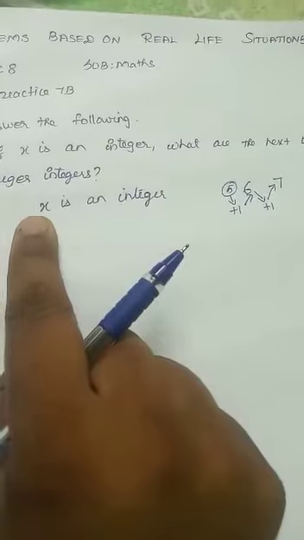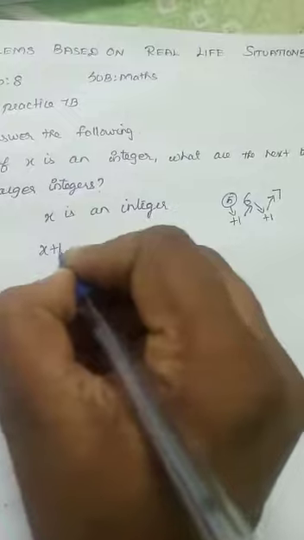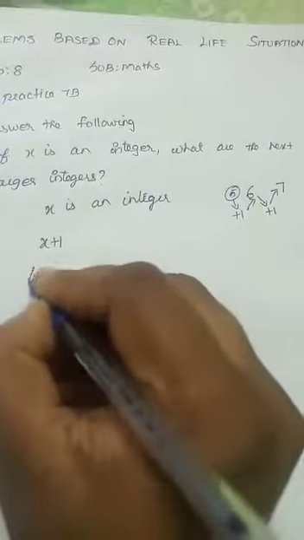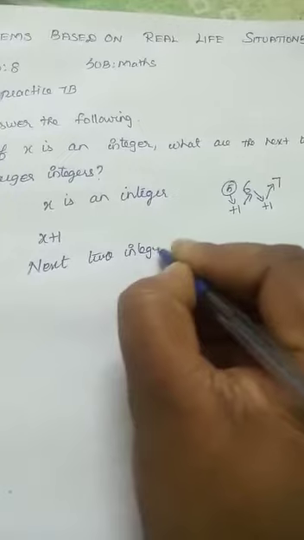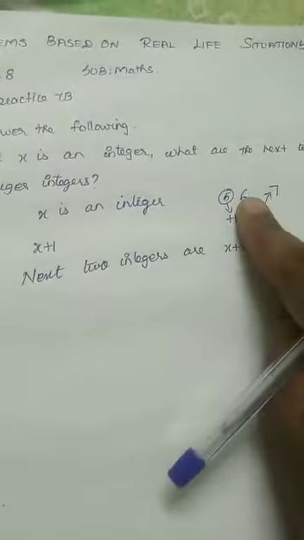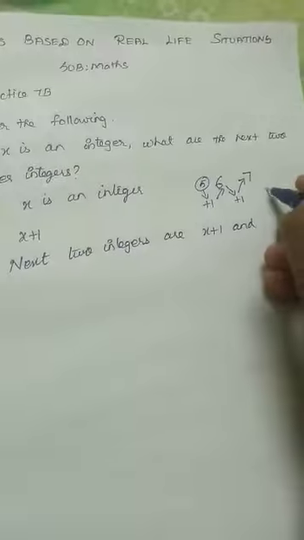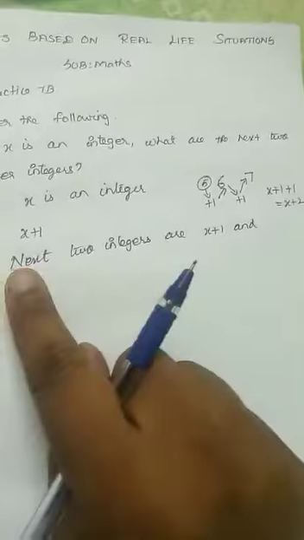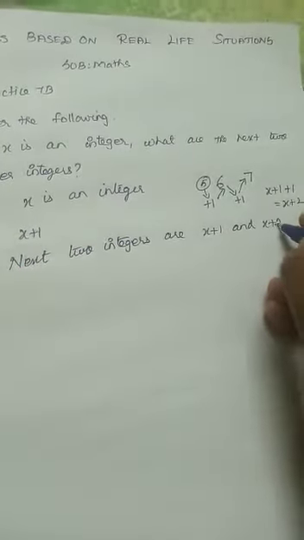Now in the question we had x, isn't it? So what is the next larger integer? x plus 1. We have to add 1, that's all. So the next two integers are x plus 1, and with this we are going to add 1, so that you will get 7. So x plus 1 plus 1 is equal to x plus 2. So the next two integers are x plus 1 and x plus 2.